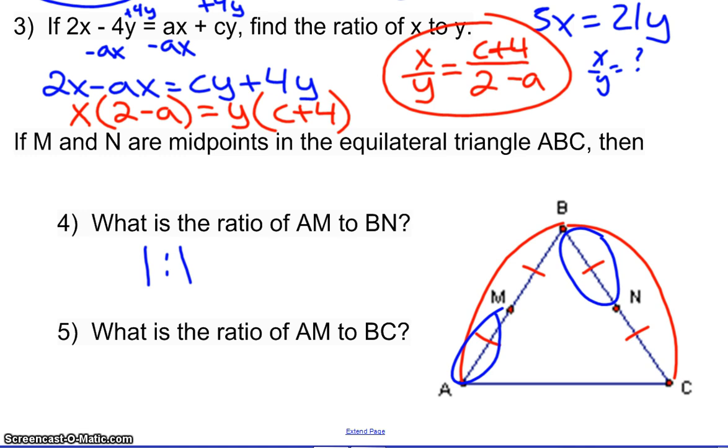And as far as number 5 is concerned, we're talking about the ratio of AM to BC. Again, we don't know what the measures of the sides are, but we know that AM is half of BC. So AM is 1 in a ratio of 1 to 2 of BC.